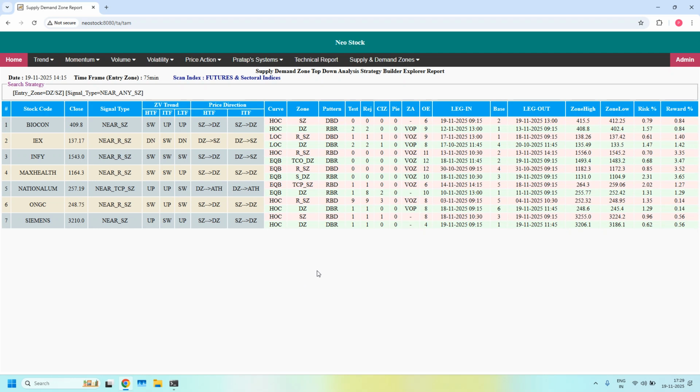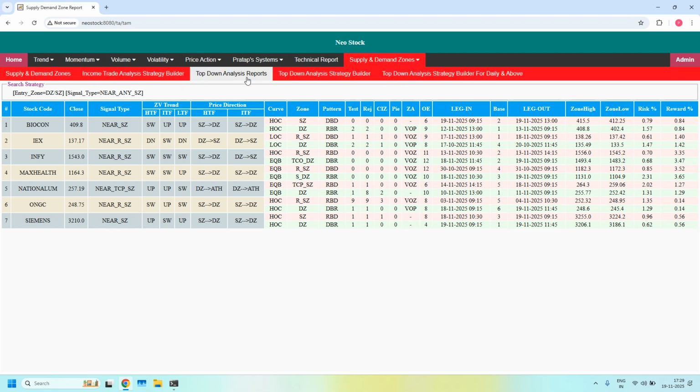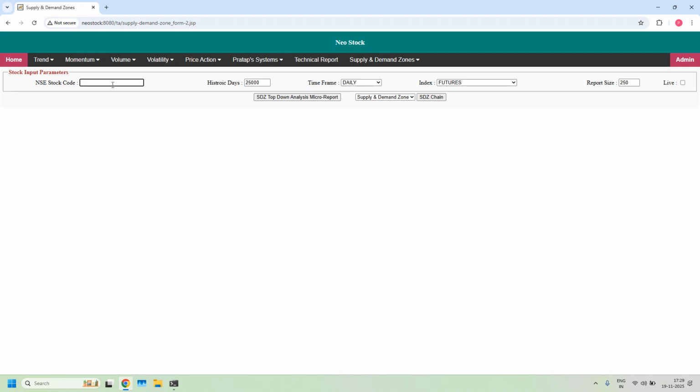So this is about high liquidity zone identification. For the high liquidity zone strategy, you can land in lesson 21.3 video. Okay, next I am generating Nifty and Bank Nifty supply demand zone chain reports. So I am generating monthly supply demand zone chain for Nifty.